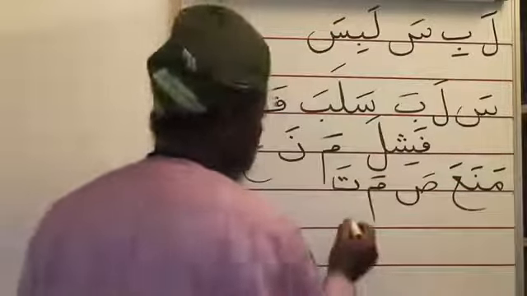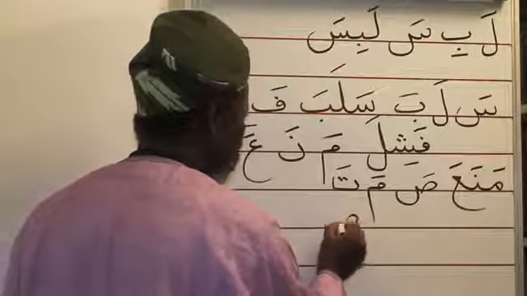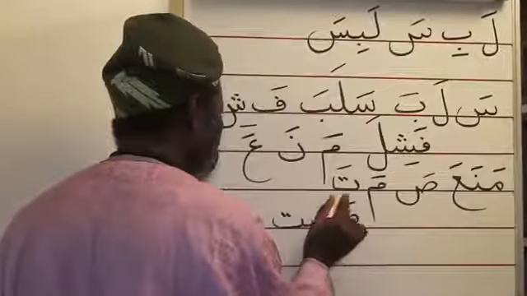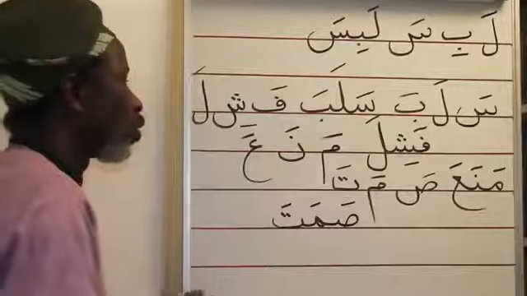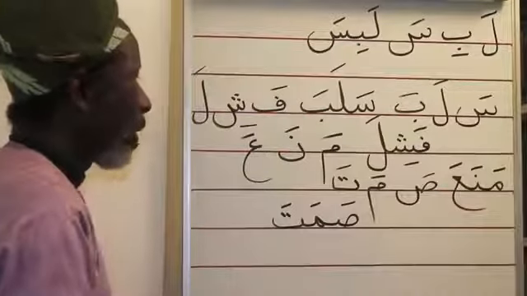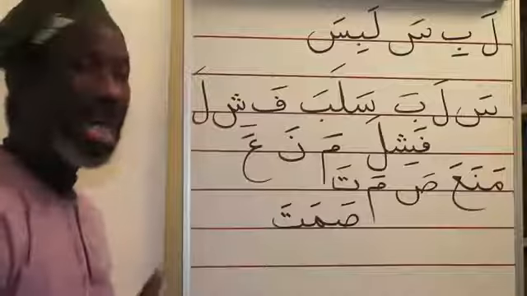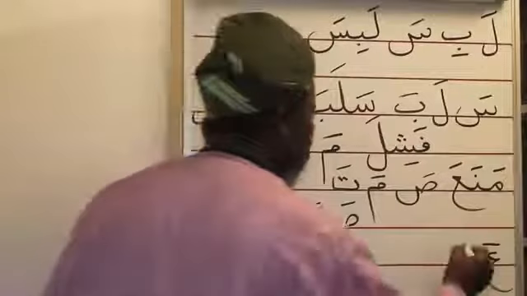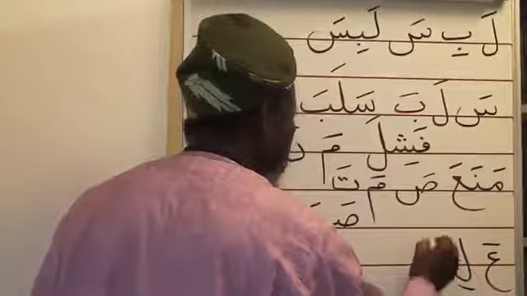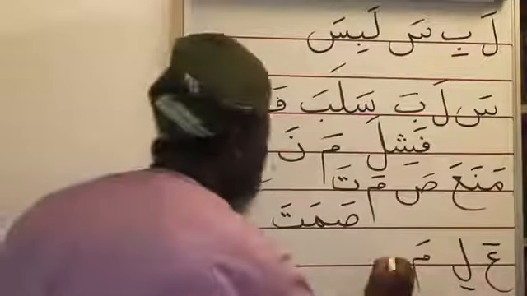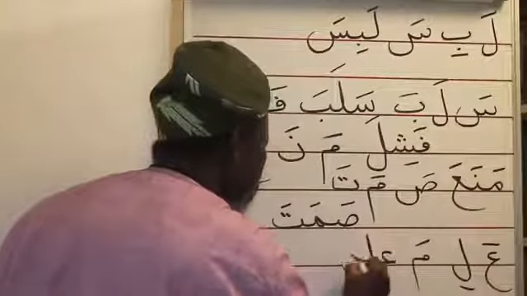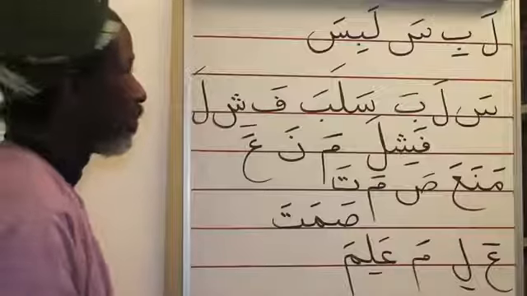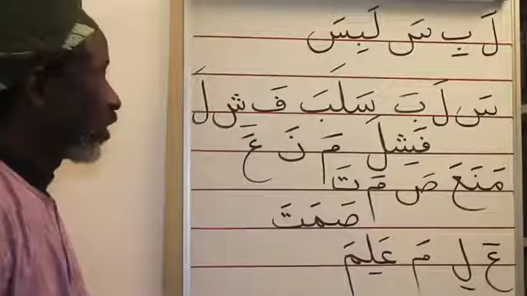Somata. Let's write it in joint format. So, ma, ta. Somata. Now we are looking for mim at the end, like alima. A, li, ma. Alima. Joint form. A, li, ma. Alima. With that we conclude page 39.